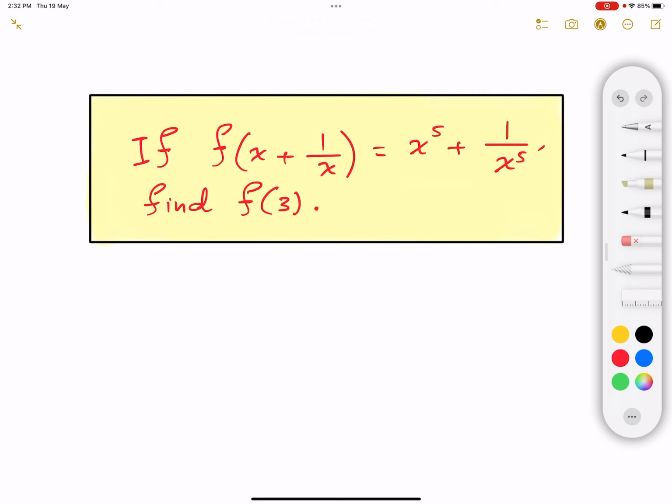So the idea is basically to be able to come up with an explicit mathematical expression for f of x rather than f of x plus 1 over x. So how can we come up with an explicit mathematical expression for f of x?